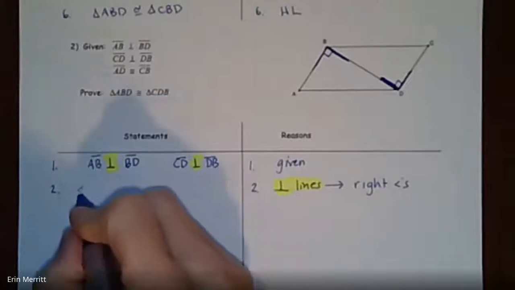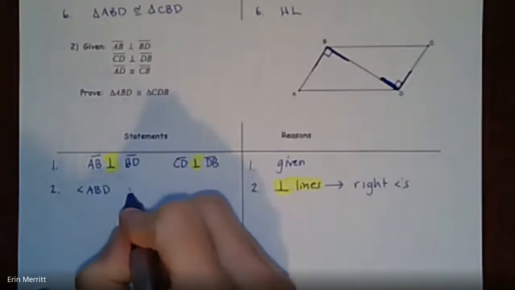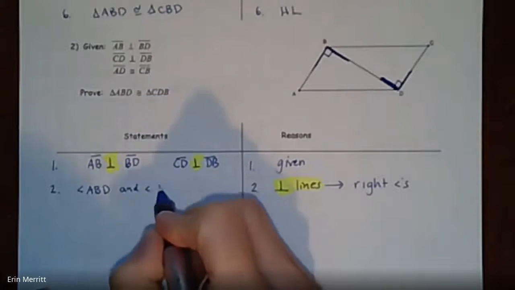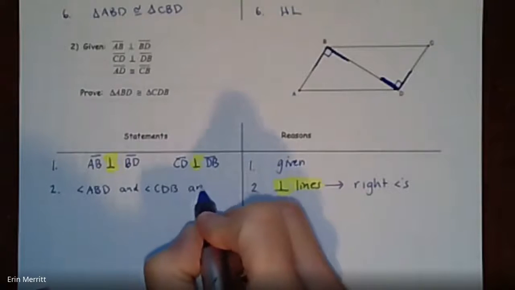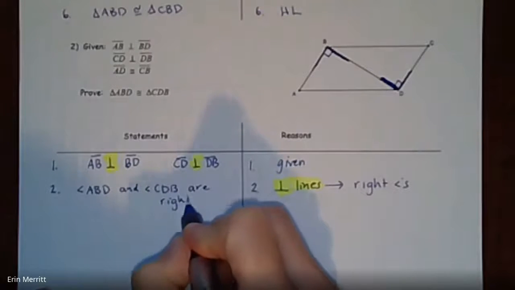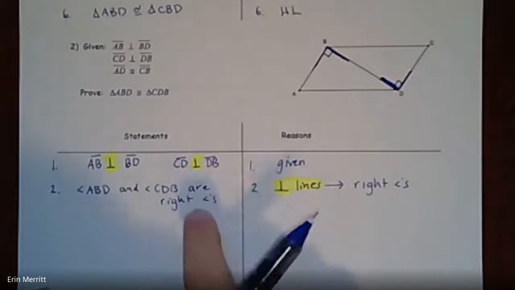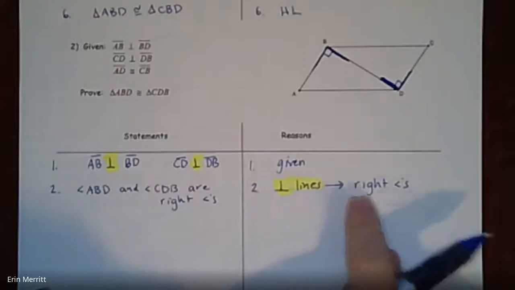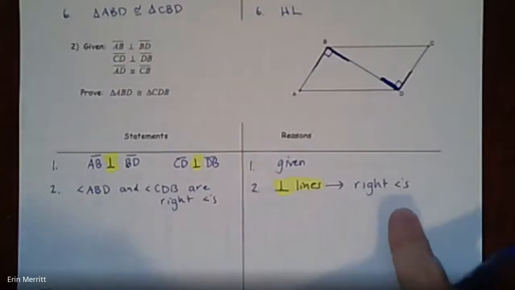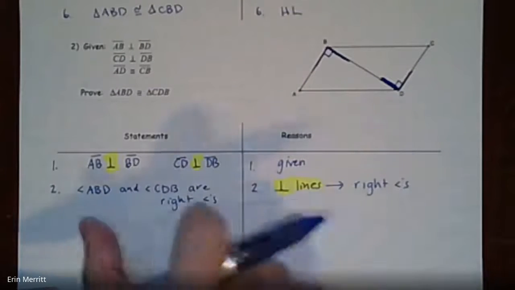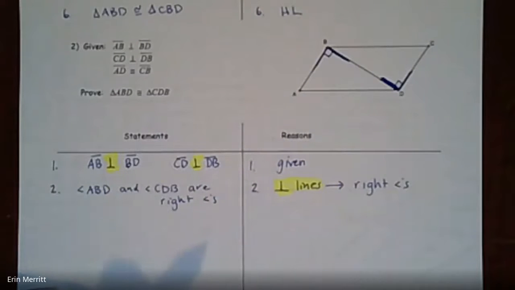So I can say that angle ABD and angle CDB are right angles, and that's because perpendicular lines implies right angles. So when you read it all the way through, it should make sense. This should be supporting that statement right there.